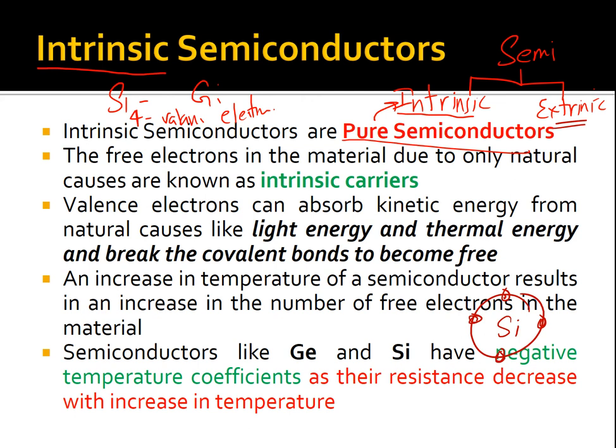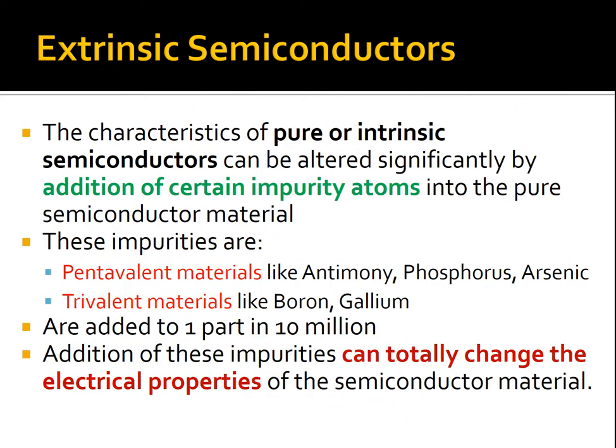So intrinsic are pure, like only silicon or germanium. Extrinsic are the addition of other material to change the characteristics of the semiconductor material, because generally semiconductor materials are poor conductors, so we want to increase their conductivity, and for that purpose we add other atoms in them. That process is called doping. Doping is the addition of other electrons, and that makes the semiconductor material an extrinsic semiconductor.